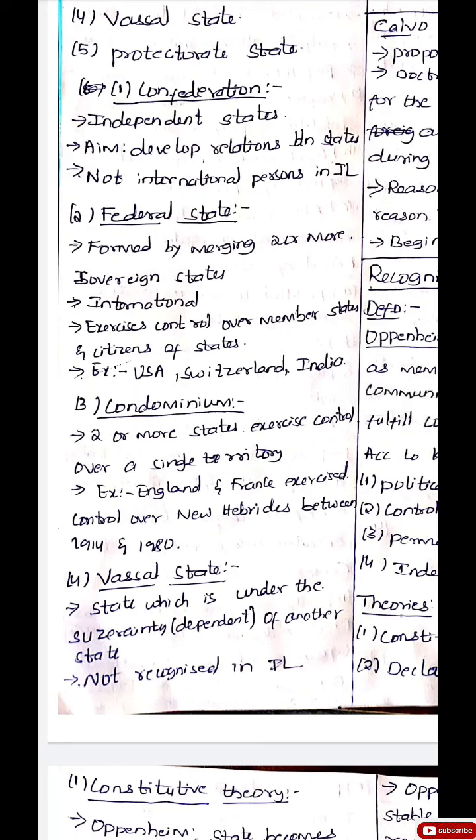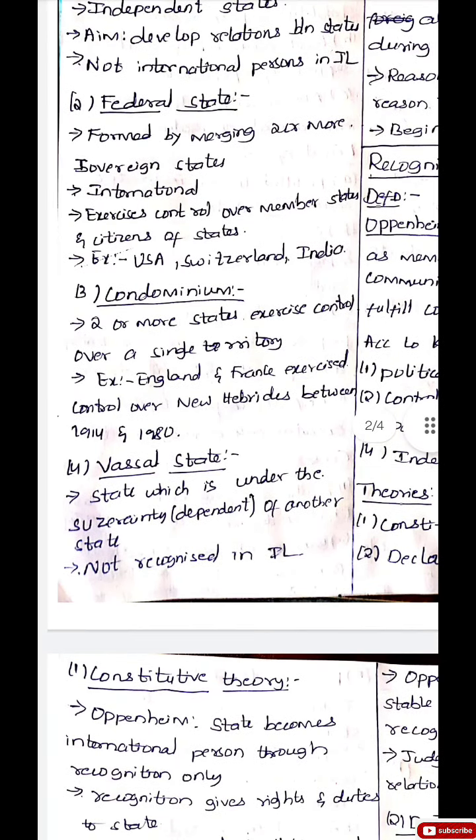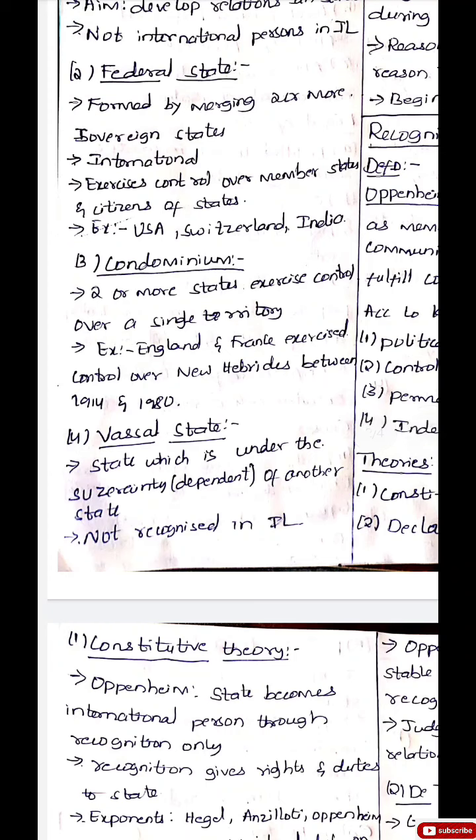The next is federal state. A federal state is formed by merging two or more sovereign states. It is an international person in international law. It exercises control over member states and citizens of the state. So this federal state can exercise its control over its member states and the citizens residing in that state. Examples are USA, Switzerland and India.